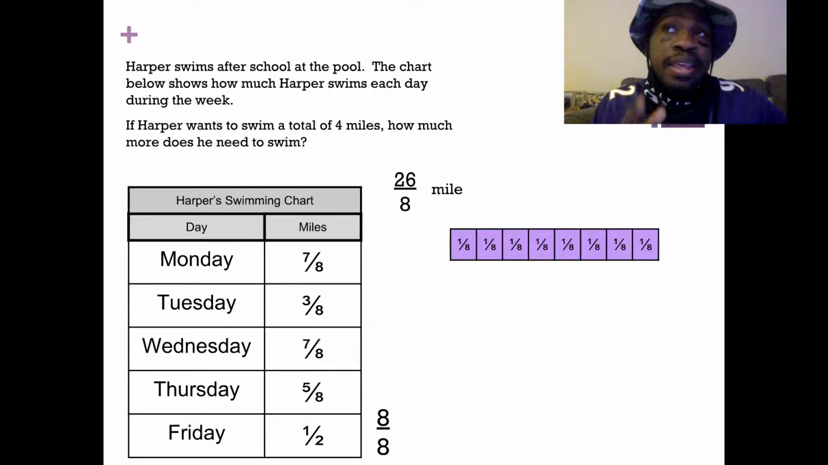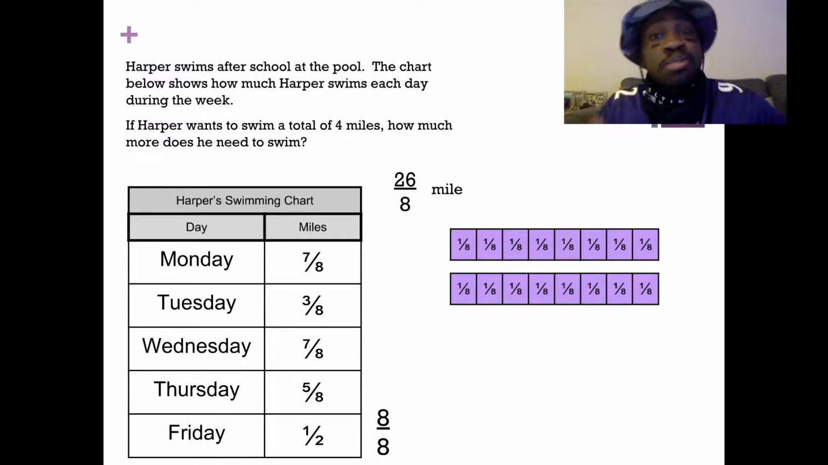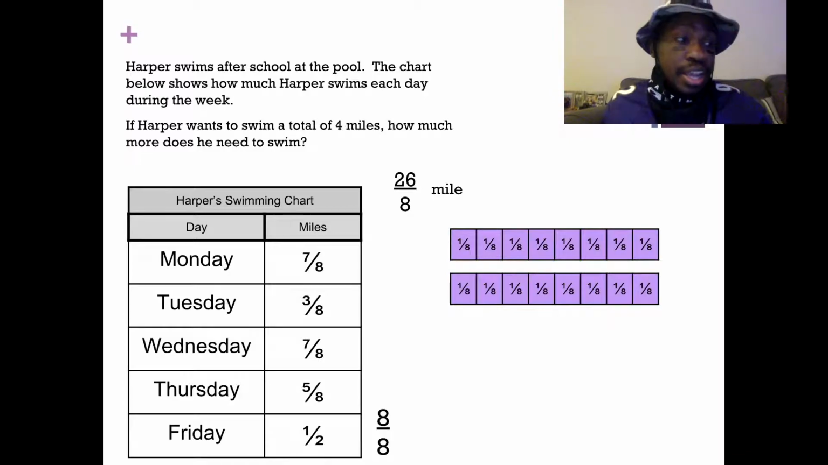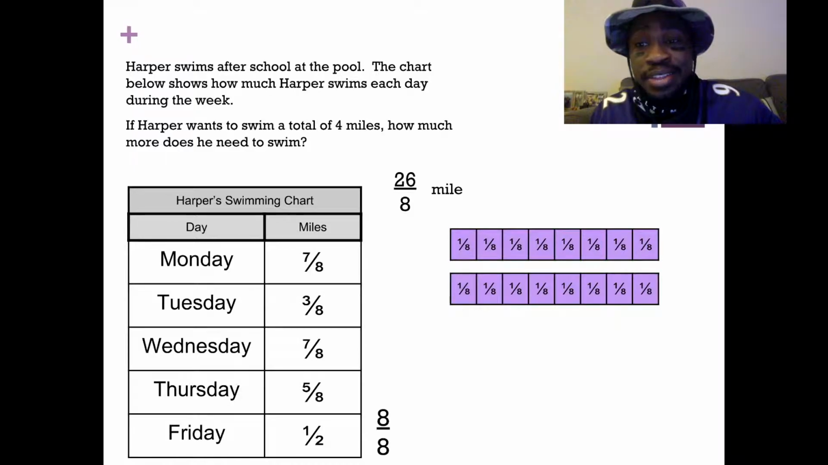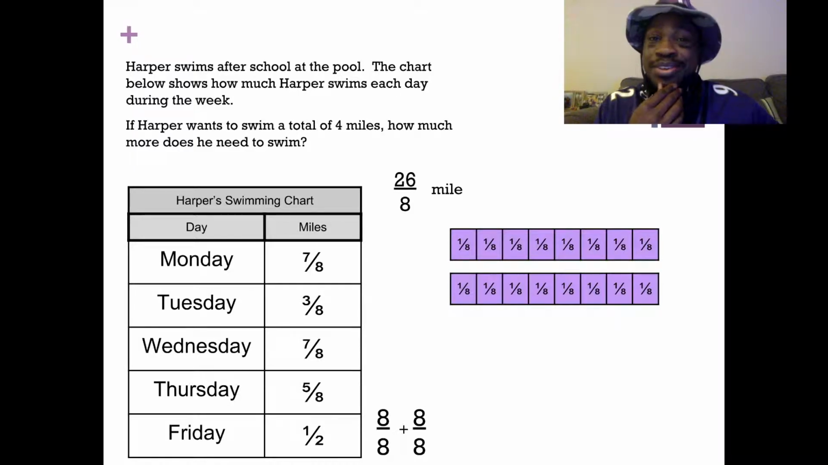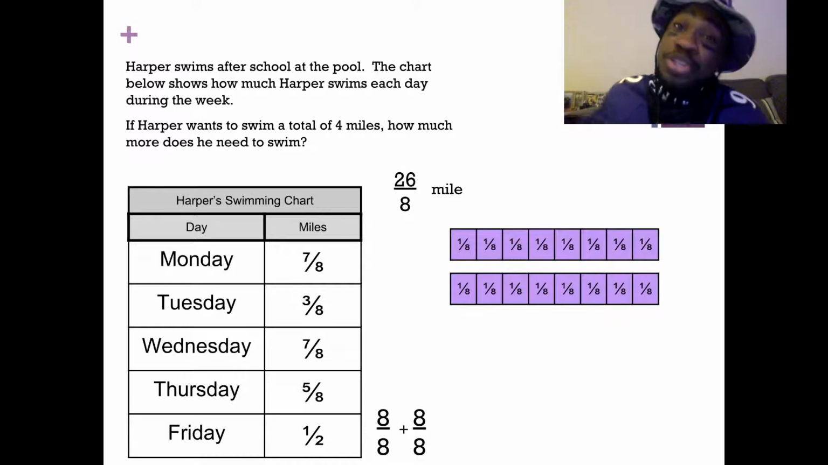In fact, if he were to swim 2 miles, that would be 8/8 plus another 8/8, because 8/8 is 1 mile, 8/8 is 1 mile. Together that makes 2 miles. We know that 8/8 plus 8/8 is 16/8. So if 2 miles is 16/8, that means he swam more than 2 miles because 26/8 is more than 16/8.